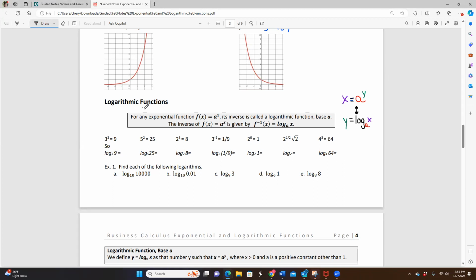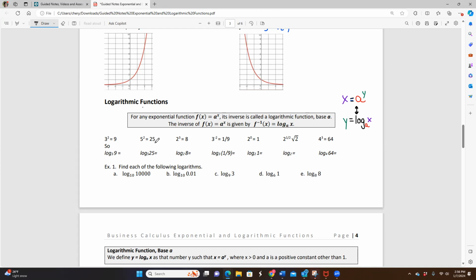That's why these two are written right next to each other. That's what it says here. For any exponential function, f of x equals a to the x, its inverse is called a logarithmic function, base a. So the inverse of f of x equals a to the x is really f inverse of x equals log base a of x. That will come in useful when we go to solving logarithmic and exponential functions.